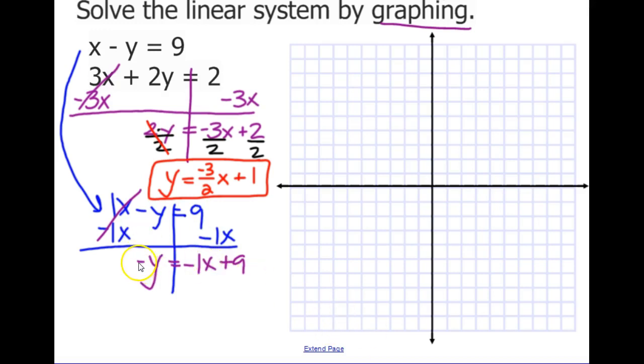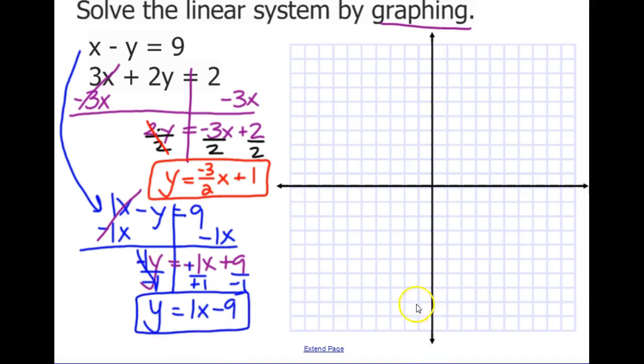And then last, the opposite, to get rid of this negative 1 would be to divide by negative 1. So our answer will be y equals, these two negatives make a positive 1x, and then 9 divided by negative 1 is negative 9. So we need to figure out where these 2 lines cross.